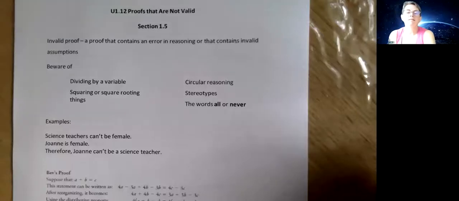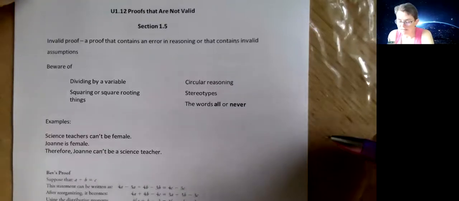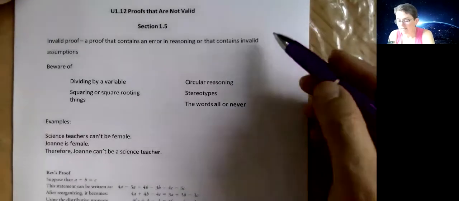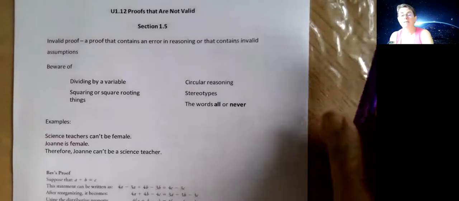Hi there, this is section 112. We're going to talk about invalid proofs. An invalid proof is a proof that contains an error in reasoning or that contains invalid assumptions. And usually those assumptions happen at the very beginning. So here's my spoiler alert.